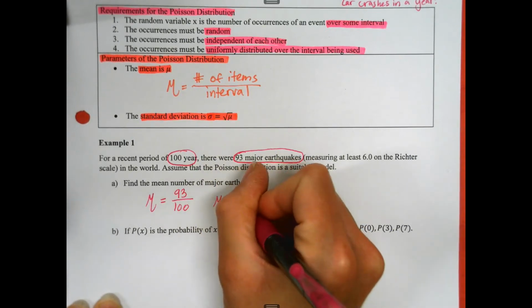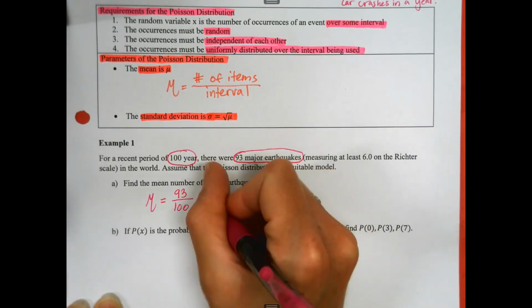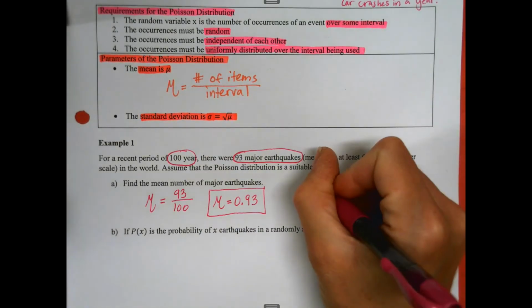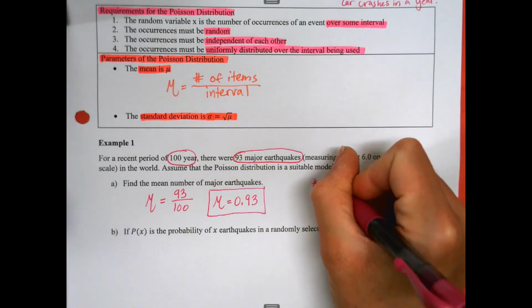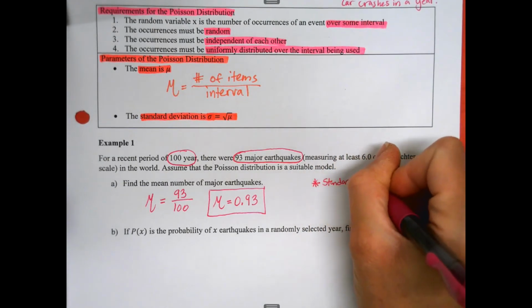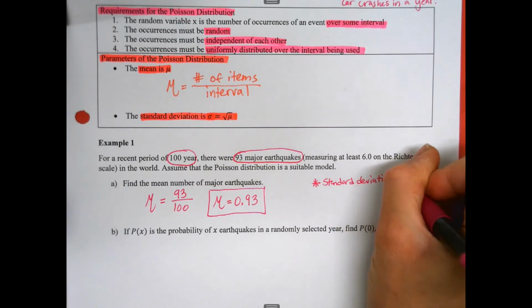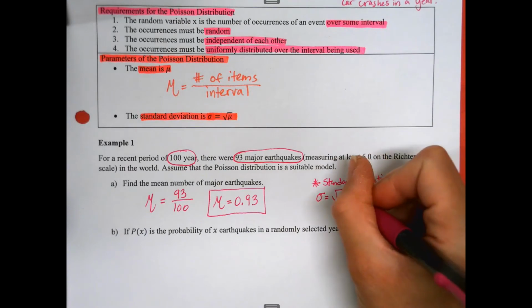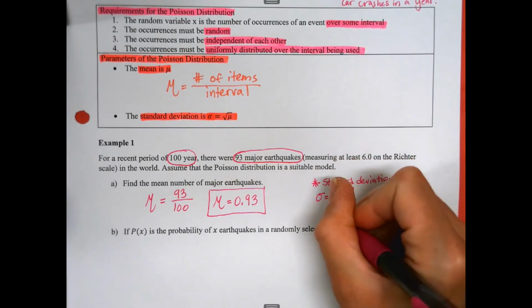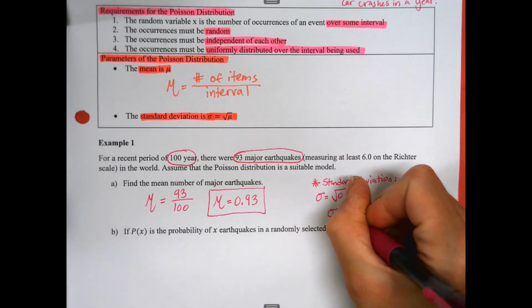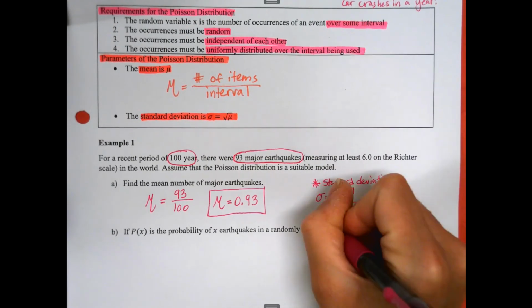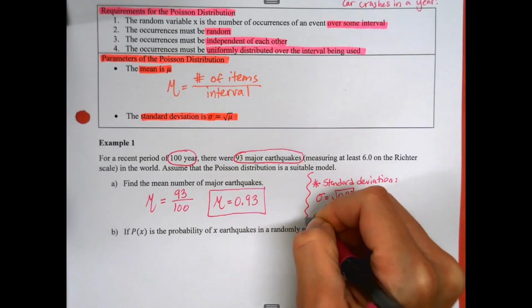or 0.93. Now, if we wanted to find the standard deviation, all we would have to do is take the square root. The standard deviation would be equal to the square root of 0.93, or 0.96. So kind of as a side note there.